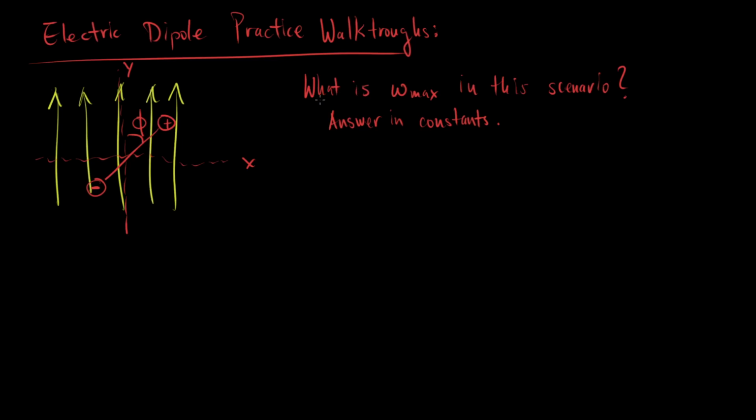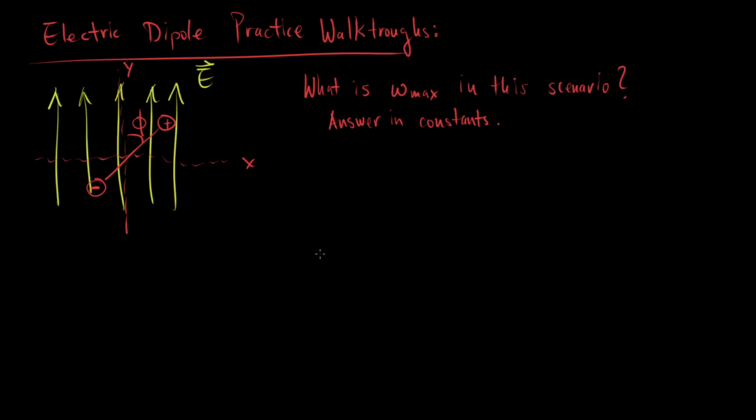So the question is, what is the angular velocity max in this scenario? First, what is this problem? Well, we have an E field going towards the positive y direction, and we have an electric dipole situated at some angle phi, and the angle phi is defined from the positive y-axis to the positive x-axis, in this curling direction. And the question is, again, what is the angular velocity max in this scenario?